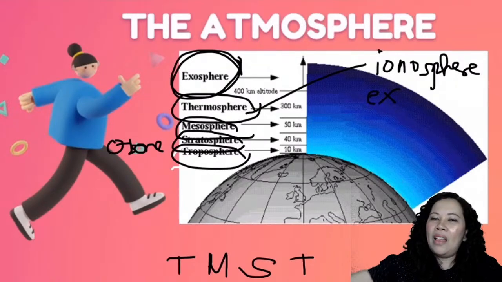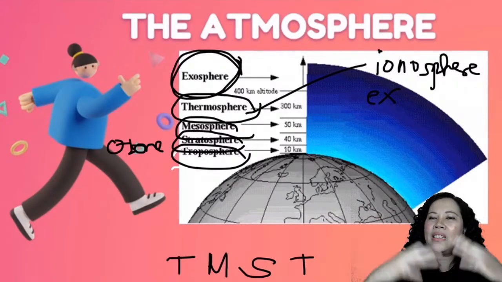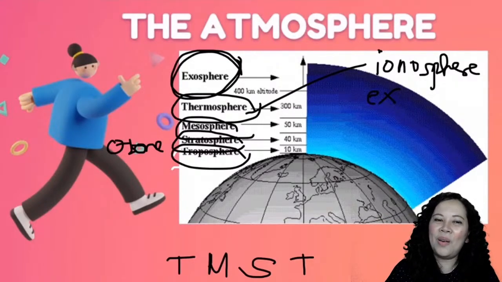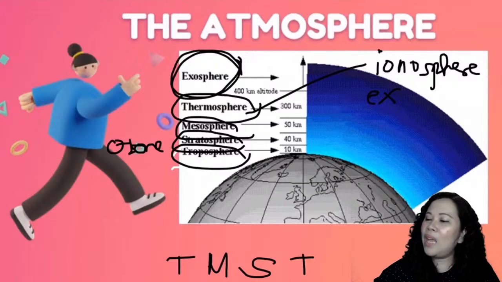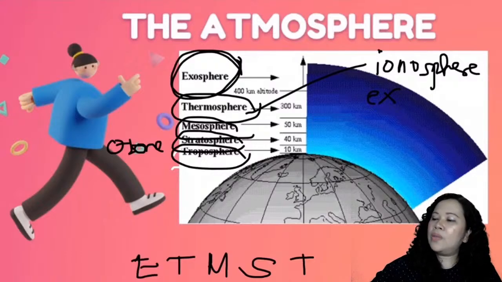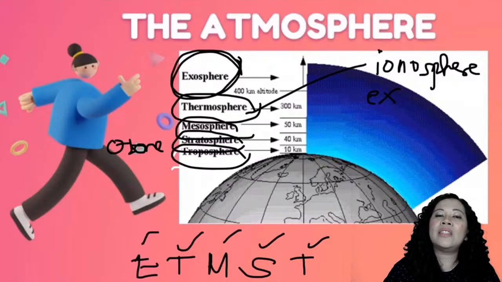Exosphere is everything outside. Okay, where your satellites orbit, where any of your atoms that are escaping into space are. Your signals, your satellites, they are all here. So that is your exosphere. Exo meaning outer. All right, so we have our exosphere, thermosphere, mesosphere, stratosphere, and troposphere. So these are the different layers of your atmosphere.